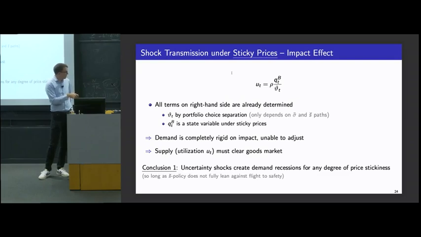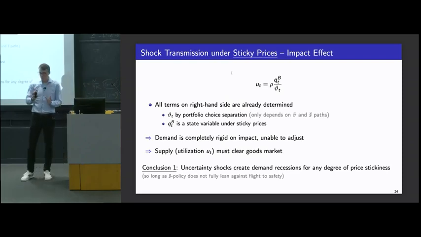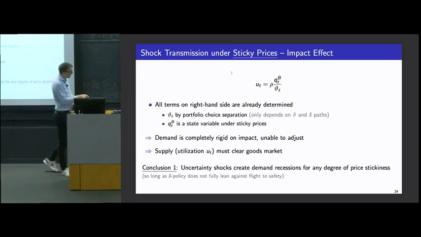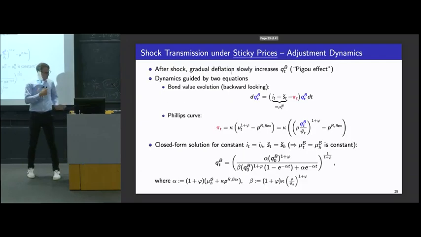So utilization is going to clear the goods market. So we get this conclusion once again that uncertainty shocks create demand recessions. And here we don't have any qualification. As long as prices are somewhat sticky on impact of the shock, you get a demand recession. That's somewhat different to the other case, where it depended on whether prices are sticky.